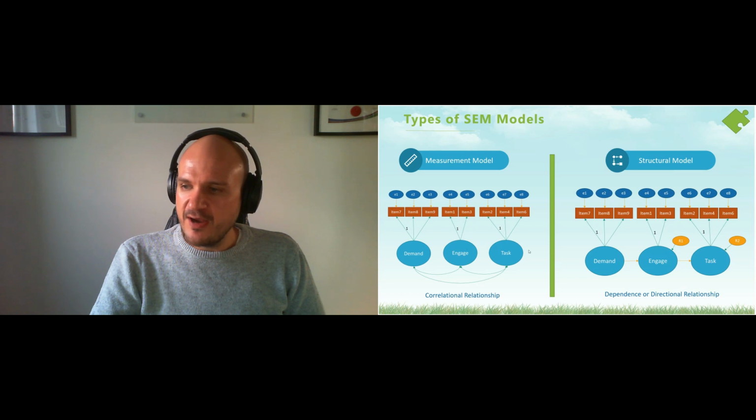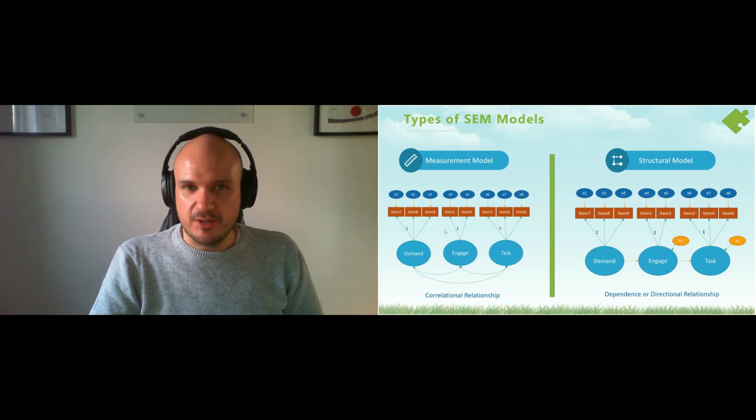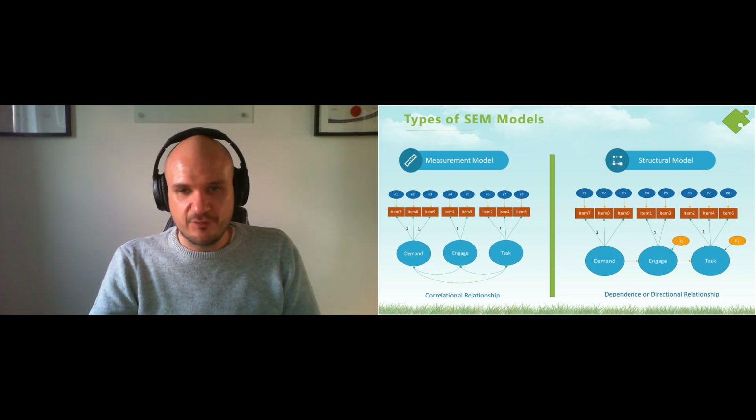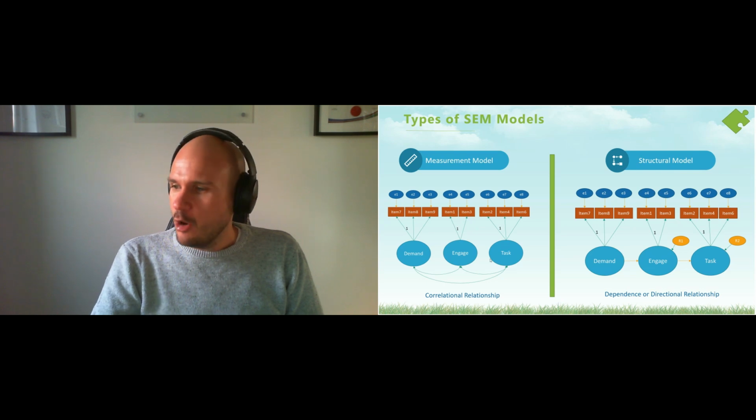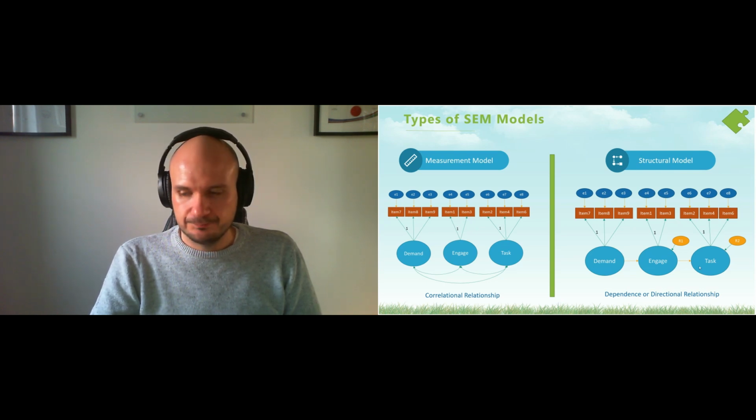So here we've got three factors made up of different items. They're correlated with one another because they're freely estimated. We don't give it directionality. Once we figured out what the best fitting measurement model is, so once we've looked at 20 different models and tested them and compared them, we then transpose or create a structural model based on the best fitting measurement model.